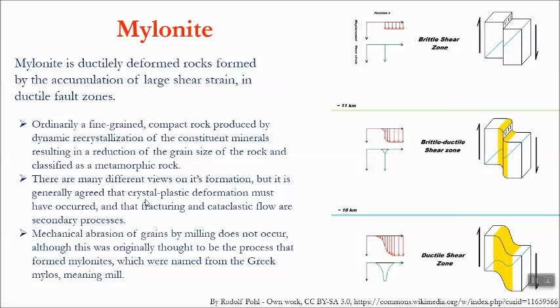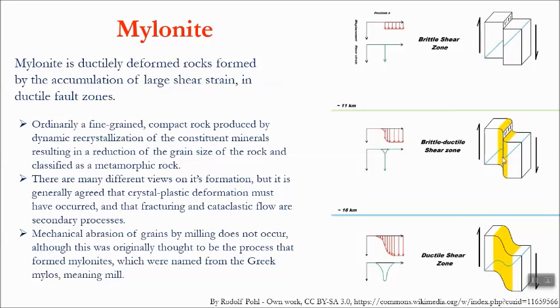So this is a crystal plastic deformation, and in the secondary phase there may be some kind of fracturing, and there will be cataclastic flow also in this mylonite. So if there is a brittle ductile shear zone, then we will see some brittle deformation also. So some faulting is also associated with these folds.